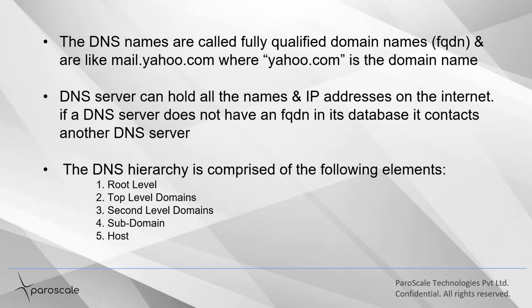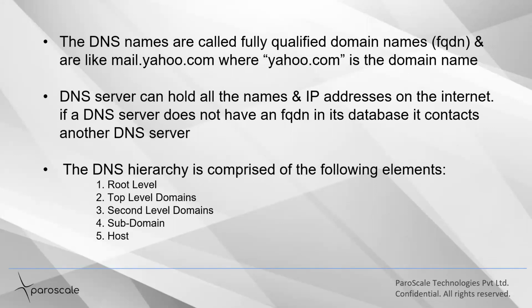Then, can a DNS server hold all the names and IP addresses on the internet? As we know, there are various IPs and names, so a particular DNS server cannot hold all the mappings of IPs and names. So it will contact the next DNS server for the particular domain entry. So there is a DNS hierarchy. The hierarchy is like this: root level, then top level domain, then second level domain, subdomain, and host.